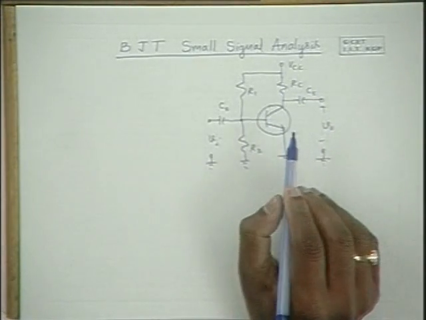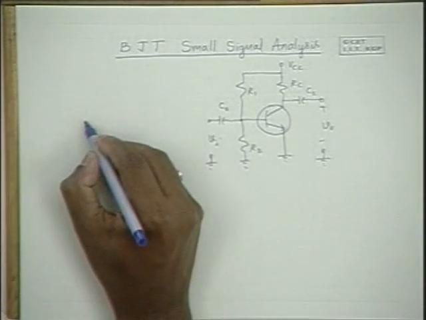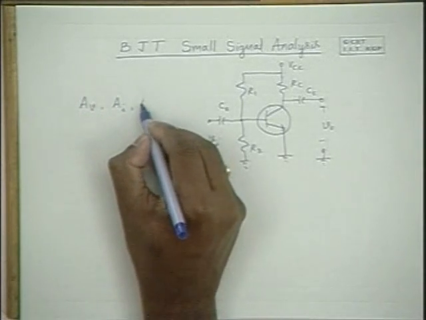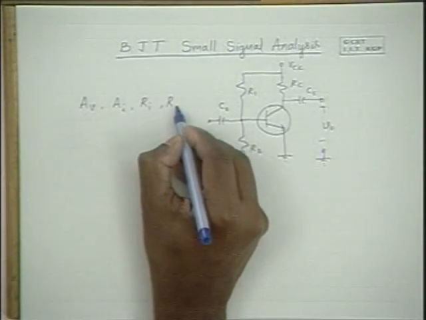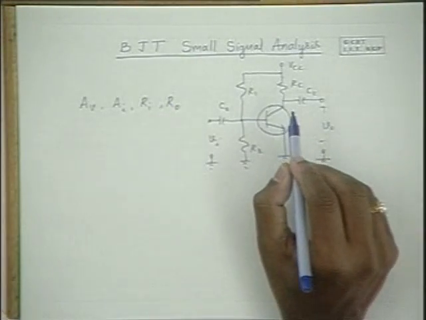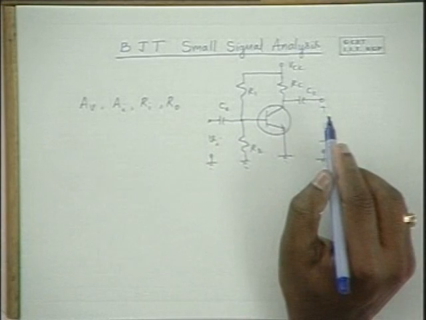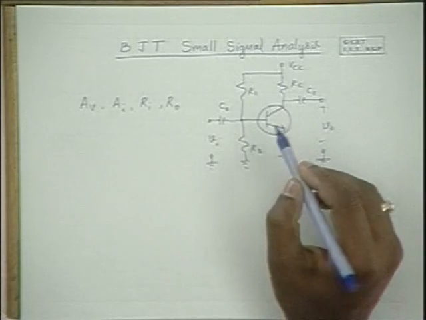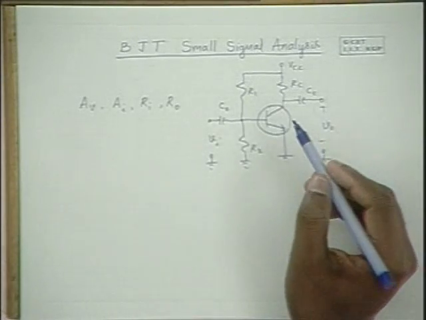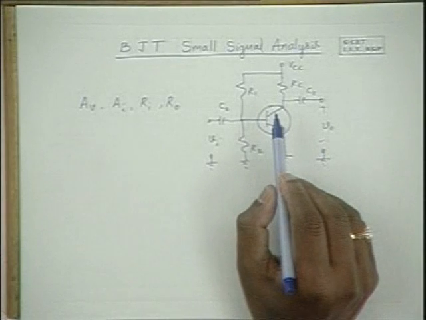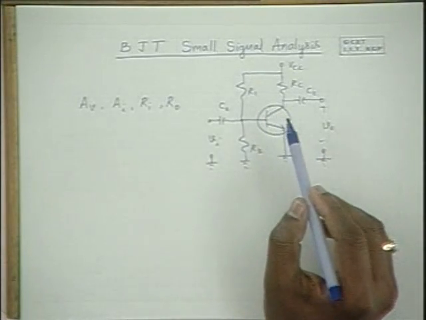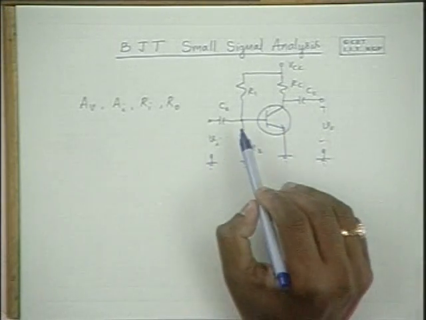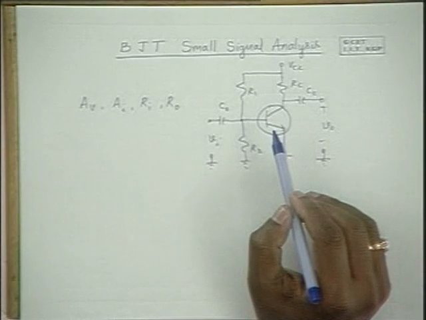Now we shall determine the voltage gain, current gain, input impedance, and output impedance of this amplifier circuit given the transistor model. So that is the problem, and let us analyze it. Please note that the analysis boils down to the application of Kirchhoff's voltage and current laws once you replace the transistor by its circuit model.